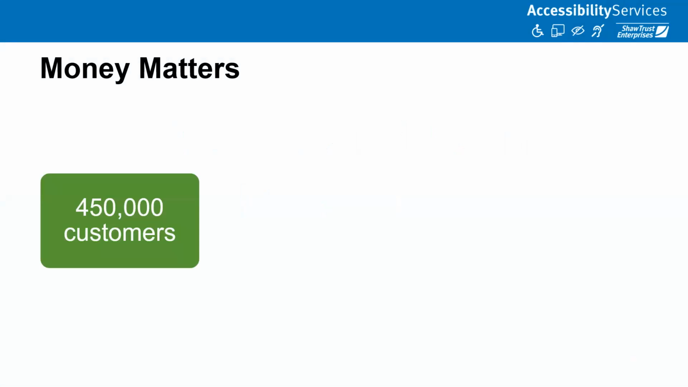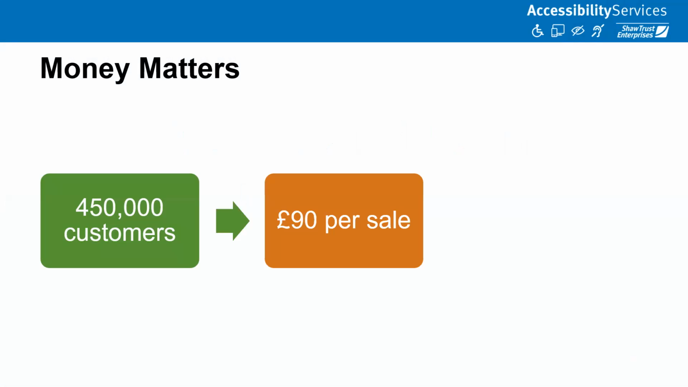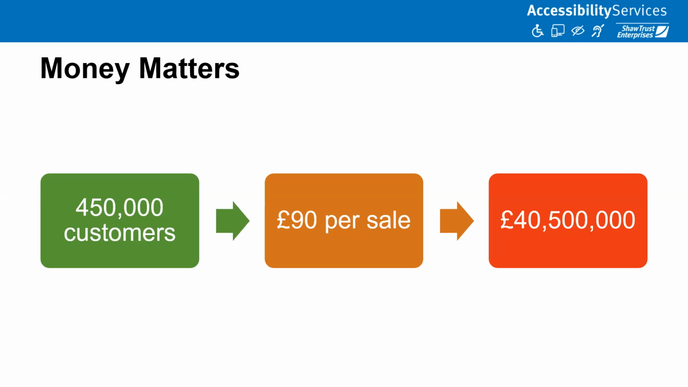So money matters. We've been working with a low-cost airline recently, and their website states that they have 450,000 customers a year that have some form of disability or impairment. We've averaged that out, so that's about £90 a flight. So that's potentially an awful lot of money that they would be losing if they hadn't made these accessibility changes. Massive, massive chunk.